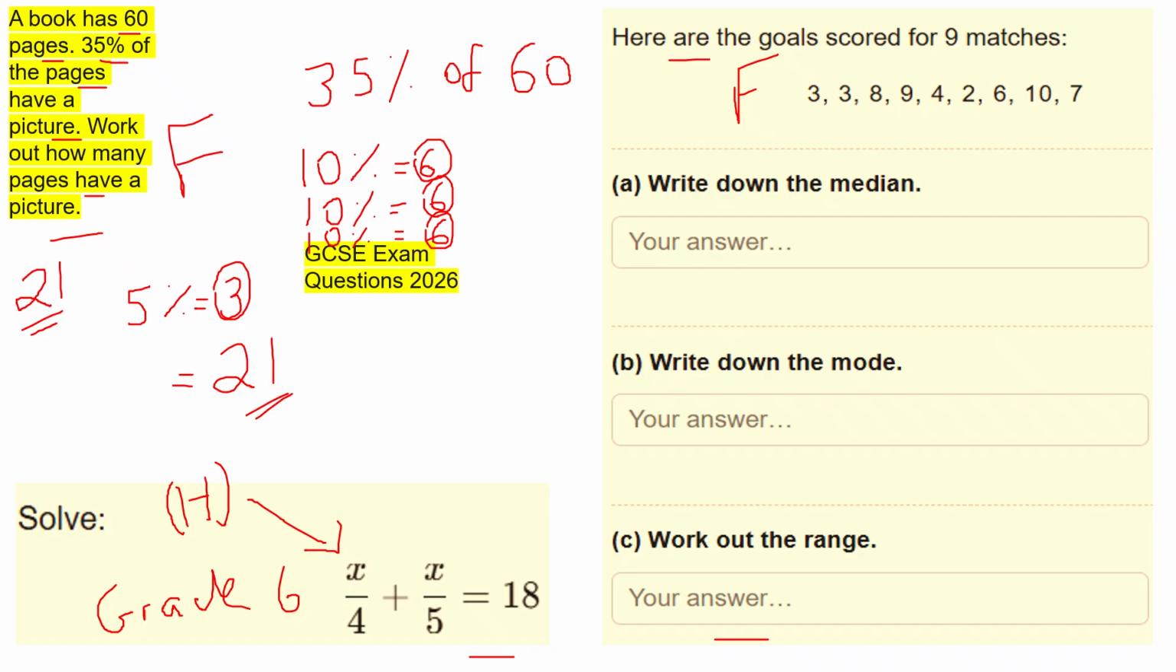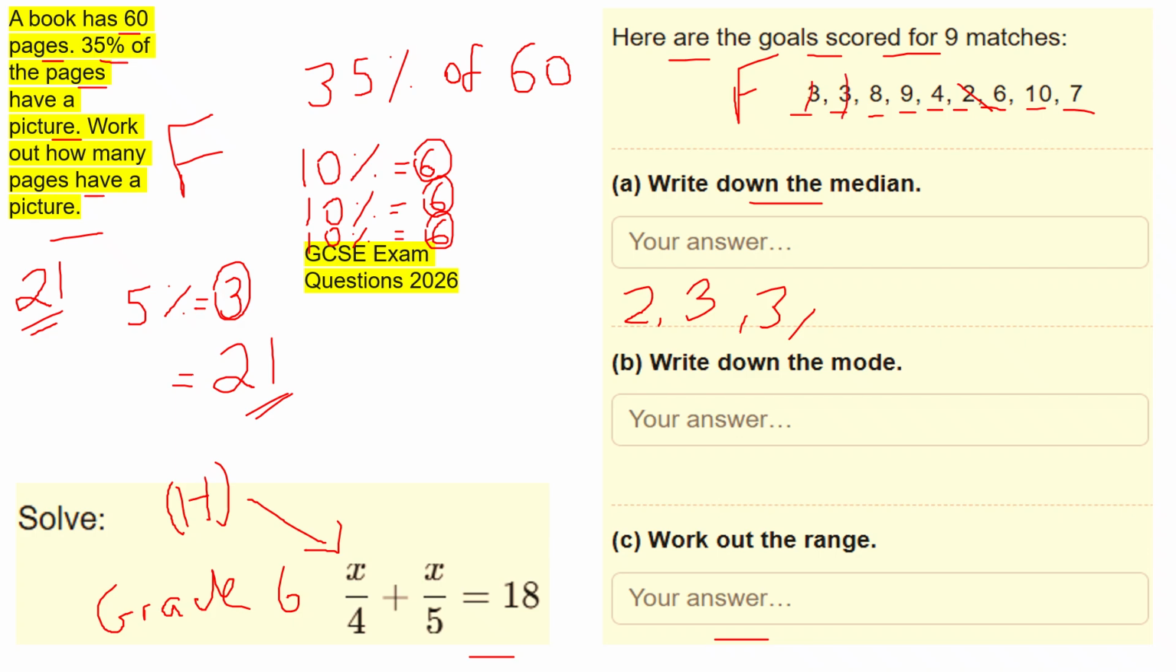Next up, looking at some stats here. So statistics part of the GCSE course. So here are the goals for 9 matches: 3, 3, 8, 9, 4, 2, 6, 10, and 7. Part A, work out the median. So I have to align them from smallest to biggest or biggest to smallest. So I'm going to have a 2 there, cross it off. Then I'm going to have a 3, then a 3.